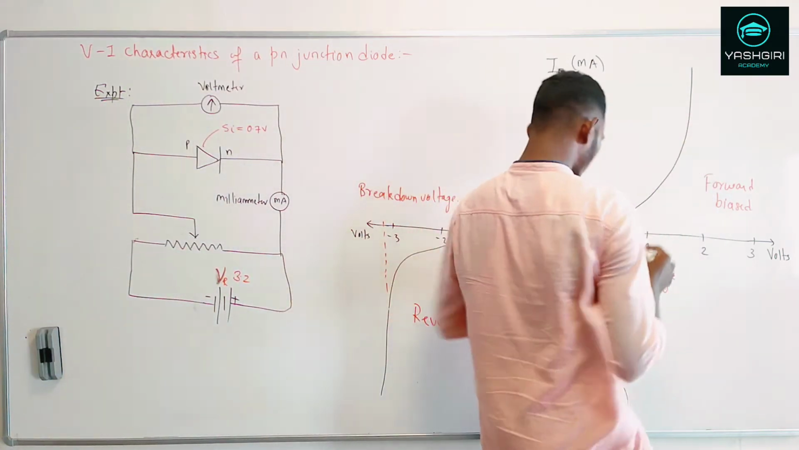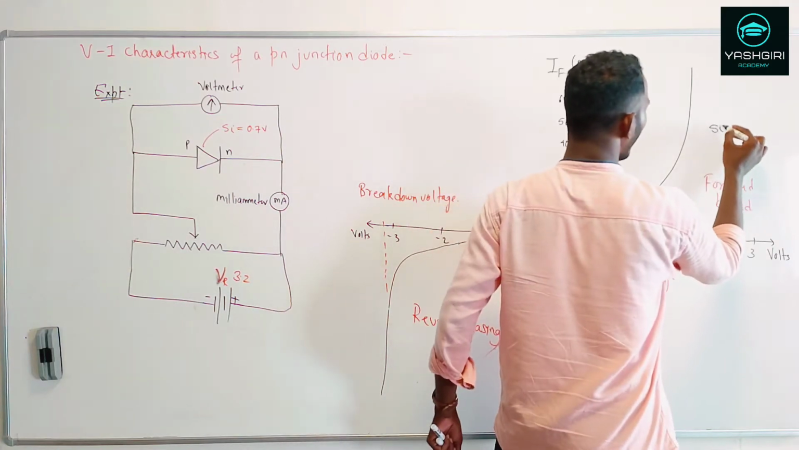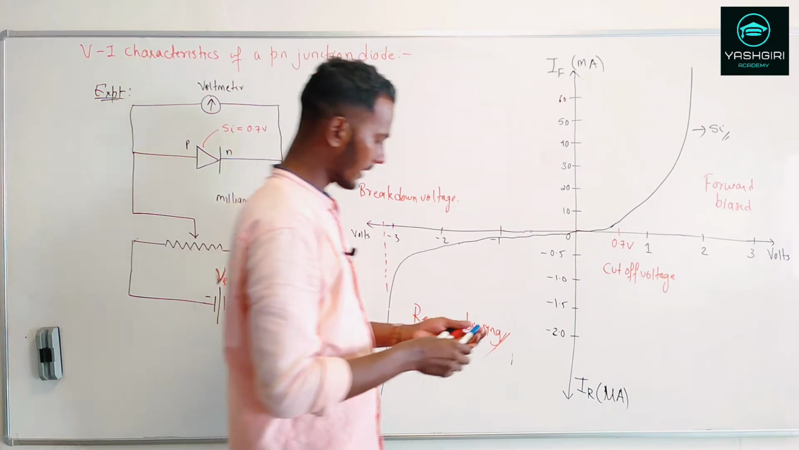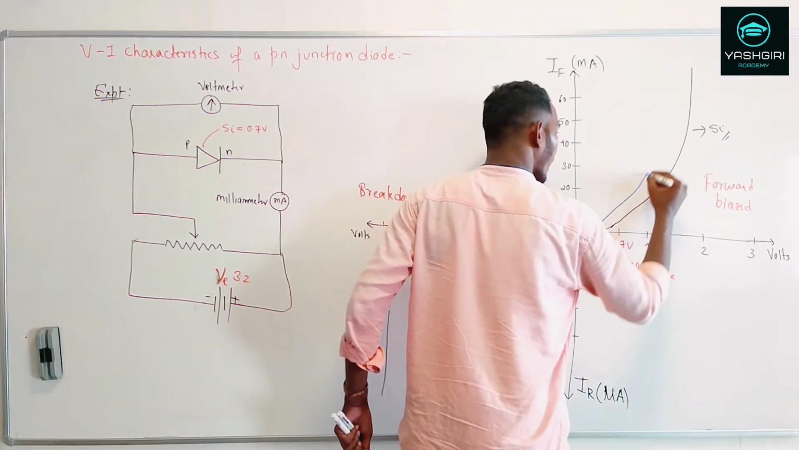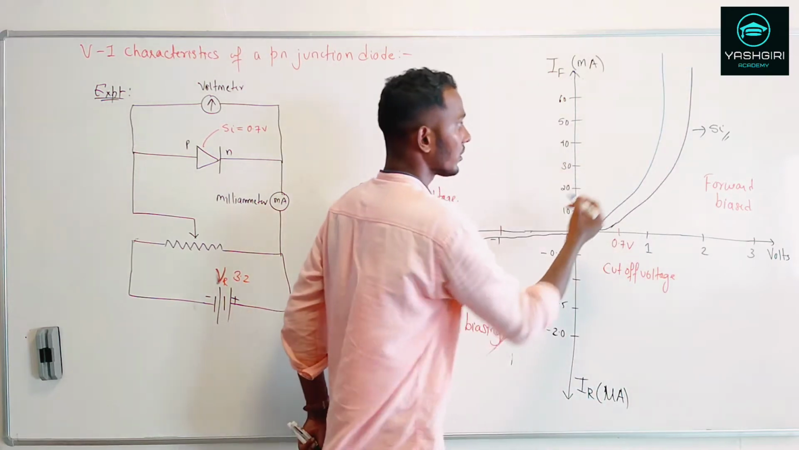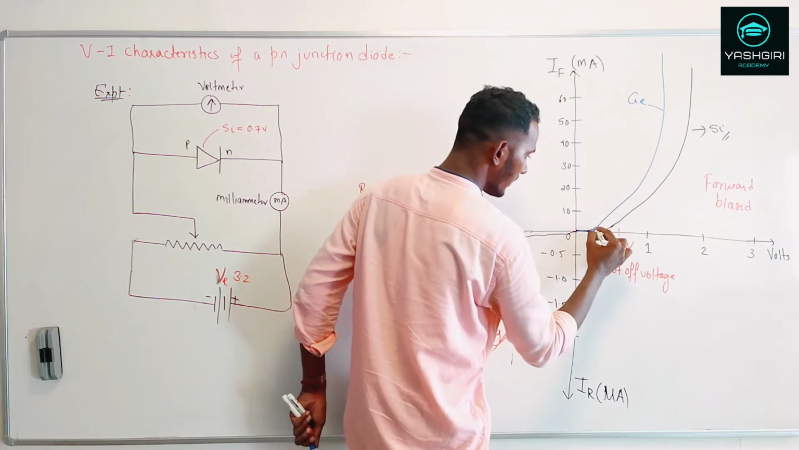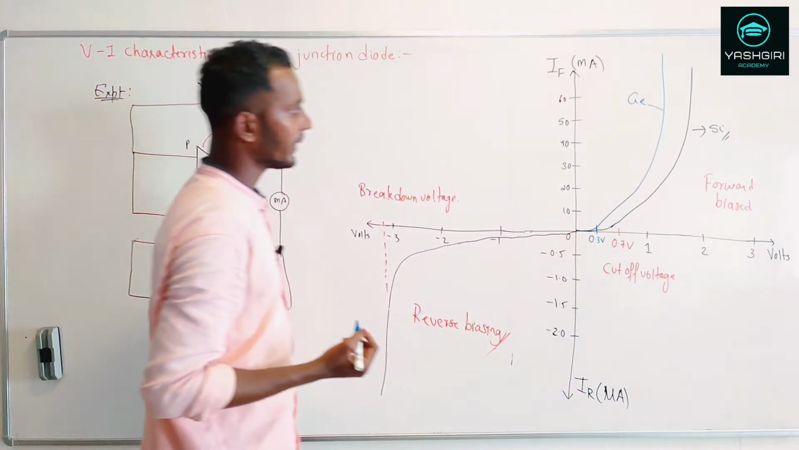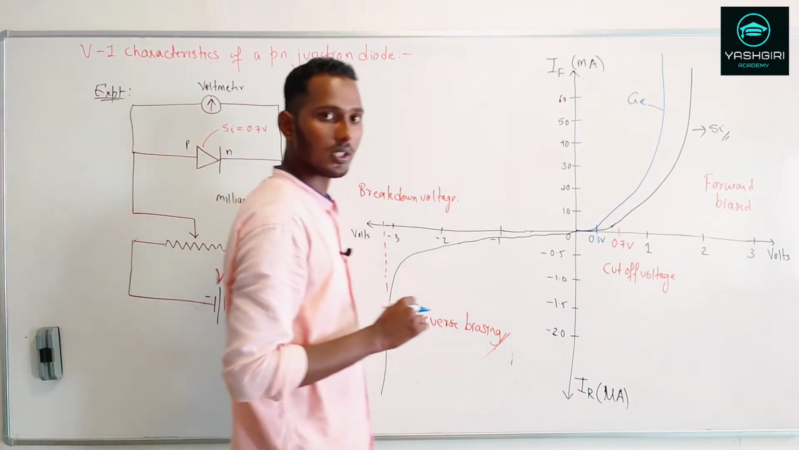Now this was for the silicon. This graph what you see is for the silicon. Now for the same forward characteristics, if you want to show for the germanium, it has to start from 0.3 and then again rapid increase. So this is a graph for germanium, and the cut-in voltage for this will be 0.3 volts. All right, so this is the VI characteristics of the PN junction diode.